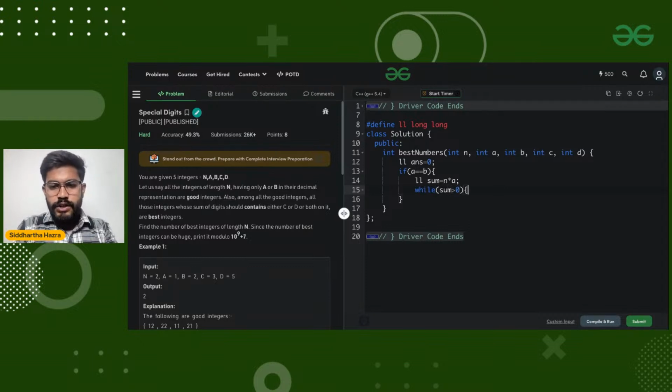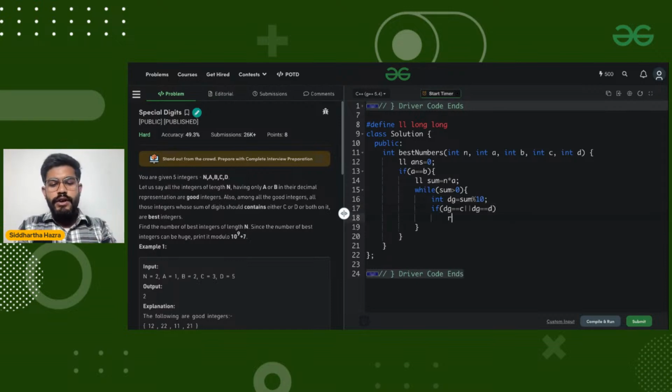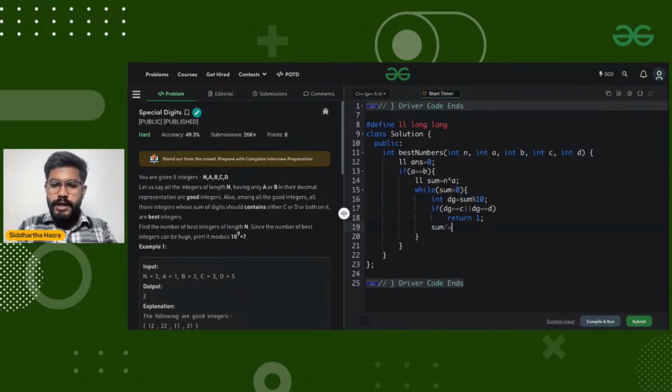While sum is greater than 0, we would take out the digit. So digit is equal to sum modulo 10. And if digit is equal to C or digit is equal to D, I can't use this, so I would use DJ. If digit is equal to D, then only I would return yes, a value exists. After this, I would just do sum divide equal to 10. At the end, if I'm not able to return till this point, I would return 0.